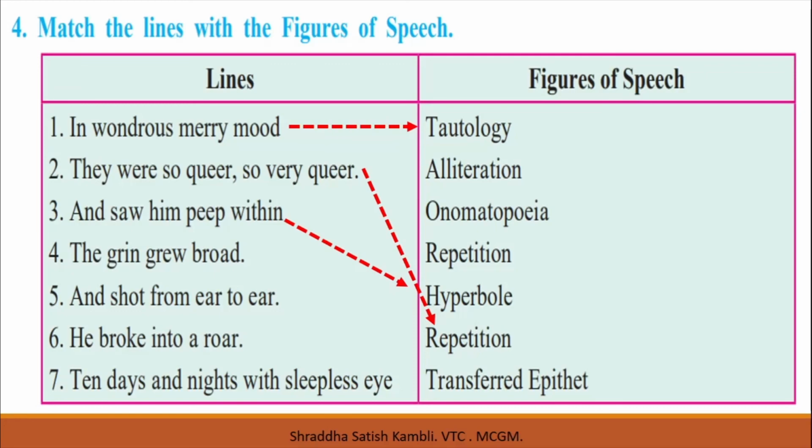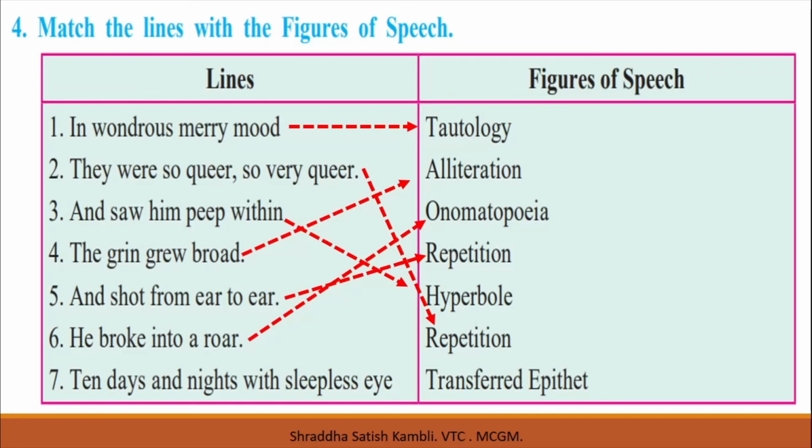The grin grew broad is an example of alliteration. The sound of the letter G in the words grin and grew have been repeated. And shot from year to year. Yet another example of repetition where the word year has been repeated. He broke into a roar. Now whenever there is a sound related line, it is always an example of the figure of speech onomatopoeia. So it is onomatopoeia.